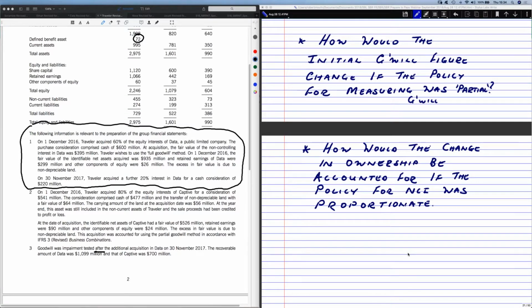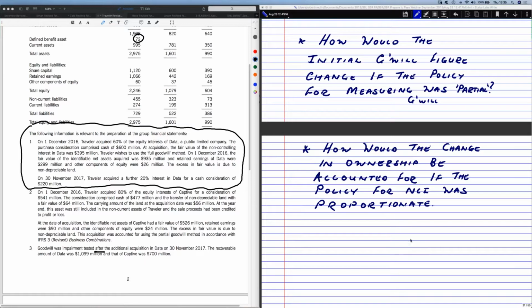Now, the significance is based upon the policy, because if the policy for the NCI is fair value, then we calculate 100% of the goodwill, i.e. we call it the full goodwill method. And any impairment is allocated between the group and the NCI based upon their ownership of the net assets at the point in time of the impairment test. If the policy is proportionate, then the NCI does not own any of the goodwill, i.e. it only owns a share of the net assets. And therefore, if the goodwill is impaired, the impairment loss is charged purely and simply to the group retained earnings. Is that okay? Because I think that's what you've been telling me via the Q&A slate.